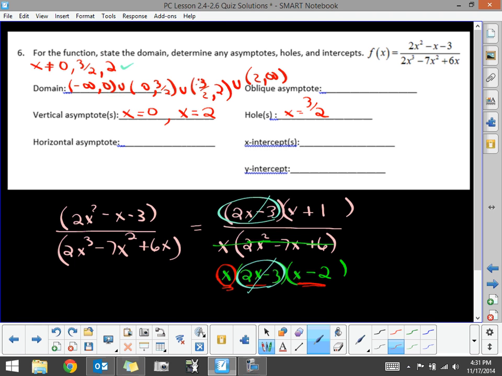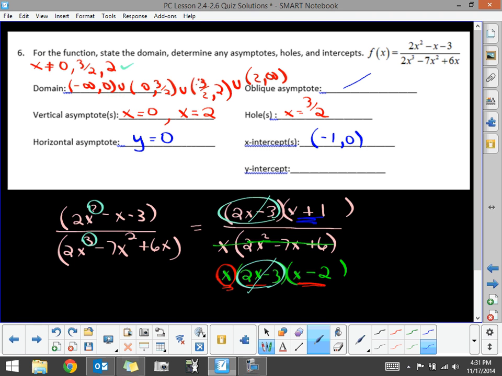And then we'll look at our horizontal asymptote. In order to determine our horizontal asymptote, it's a matter of degree. Going back to our original, it's a 2nd degree over a 3rd degree. Anytime the denominator has a larger degree than the numerator, it will always have a horizontal asymptote at y equals 0. That fraction will always approach 0. So there is no oblique asymptote, which means we could look for the x-intercepts. The only thing that's left is when x is a negative 1, so our x-intercept is negative 1, 0.